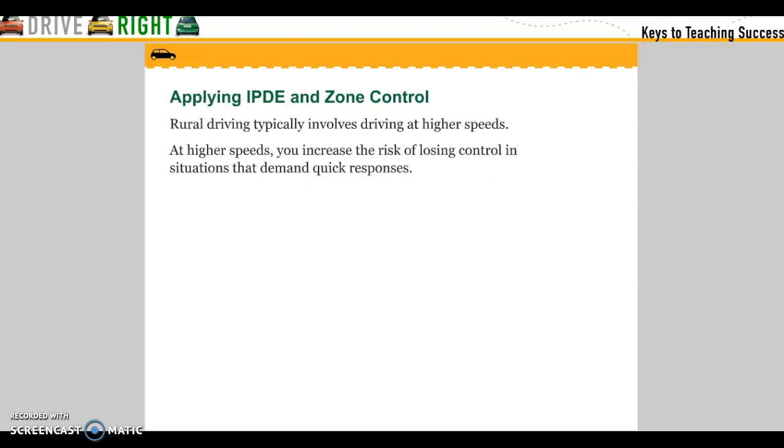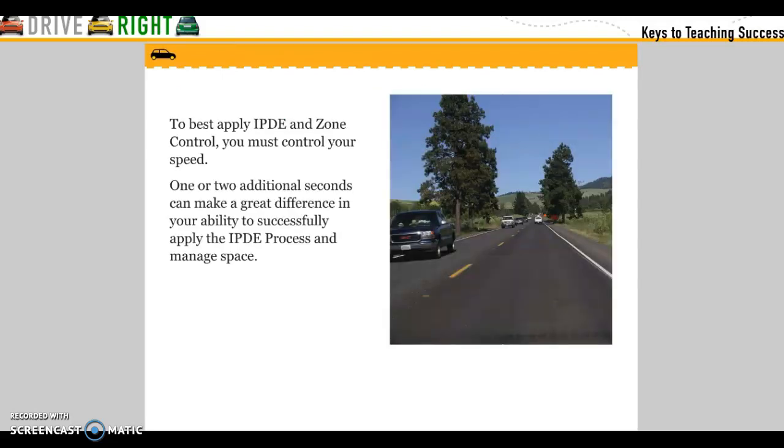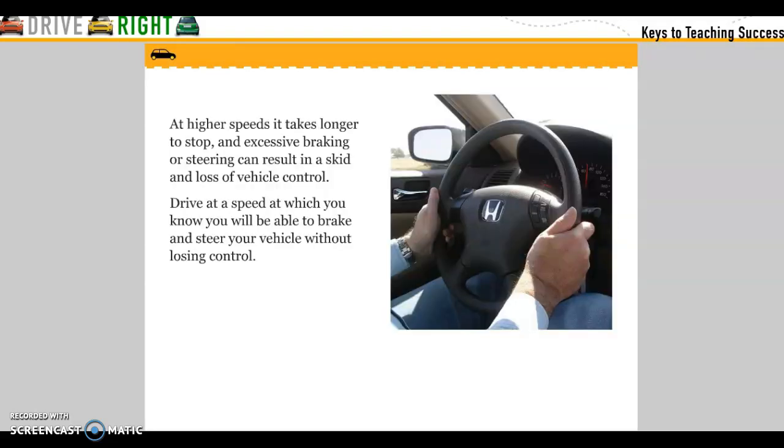Applying IPTA and zone controls. Rural driving typically involves driving at higher speeds. At higher speeds, you increase the risk of losing control in situations that demand quick responses. To best apply IPTA and zone controls, you must control your speed. 1 or 2 additional seconds can make the difference between the ability to successfully apply the process and manage space. At higher speeds, it takes longer to stop, and braking or steering can result in skids and loss of control.